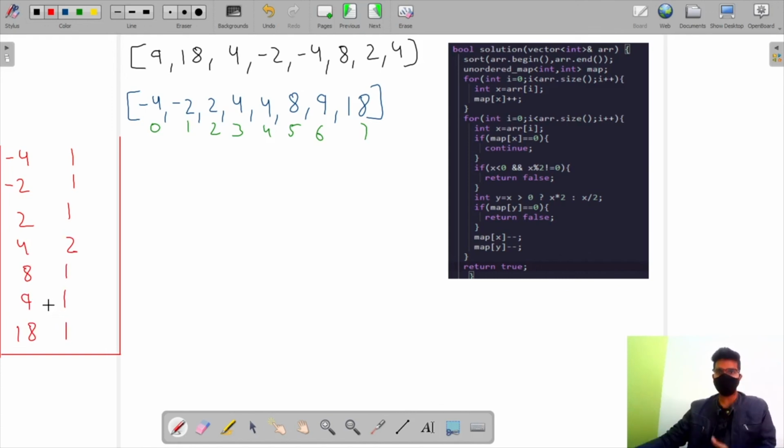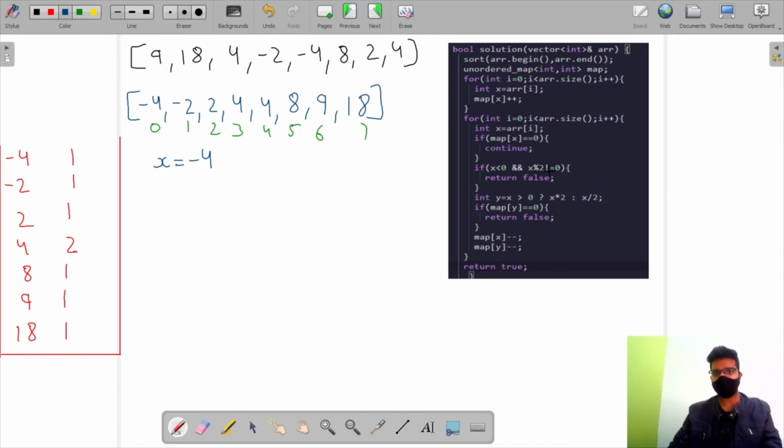Right. Now we did the steps till here. Then what do we do? We traverse. So if we traverse, first we extract the value, that is our x. So our x will be equal to -4. Let's show it with a blue pen. So our x is equal to -4. Now we check if the frequency of x is equal to 0 in our map. That would mean we have already used, already paired, our x. No, it is not 0. Then we check if it is a negative value. Yes, it is a negative value.